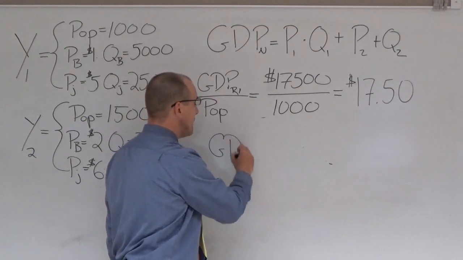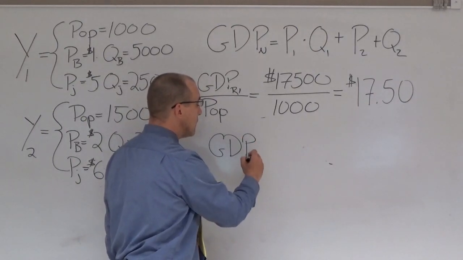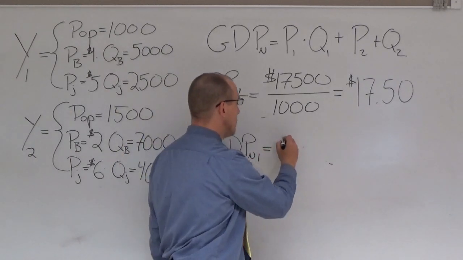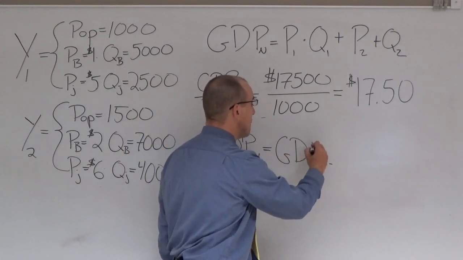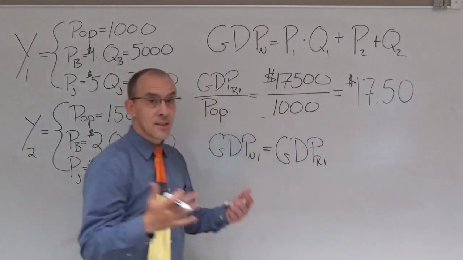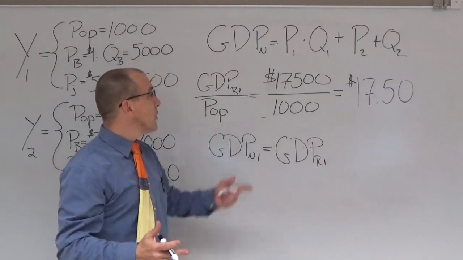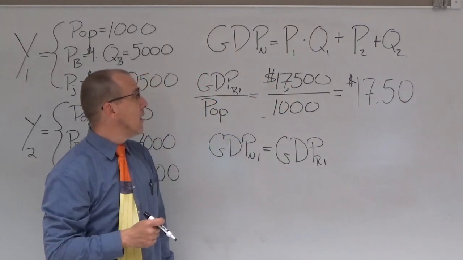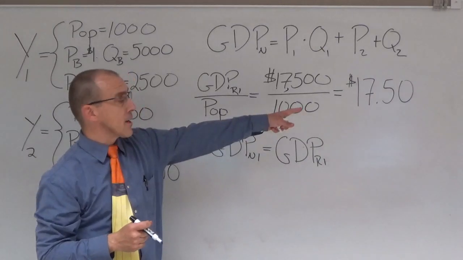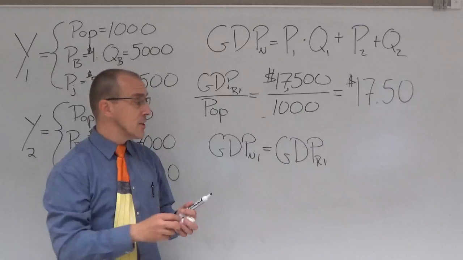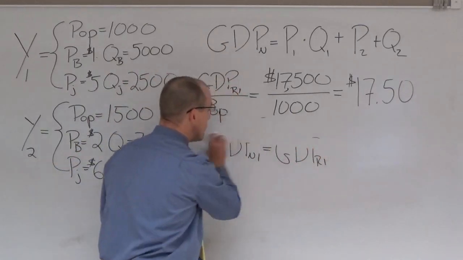The basic idea is that if I'm setting a baseline, and year 1 is my baseline, then the GDP nominal of year 1 has to also be equal to the GDP real of year 1, right? They're identical. So the real GDP for year 1 will be 17,500 and the real GDP per capita is going to be $17.50. The question is, what's it now in year 2?